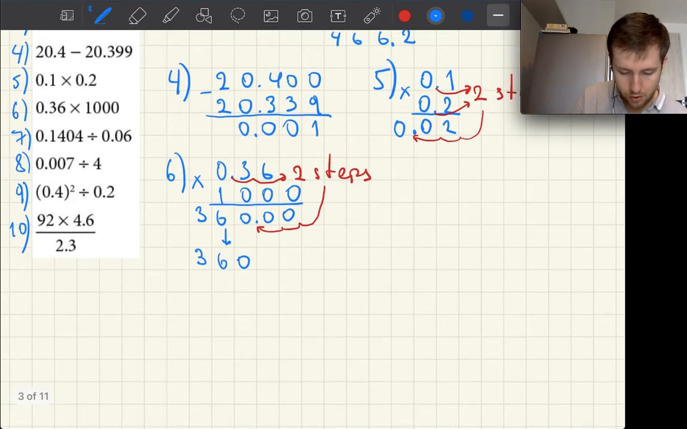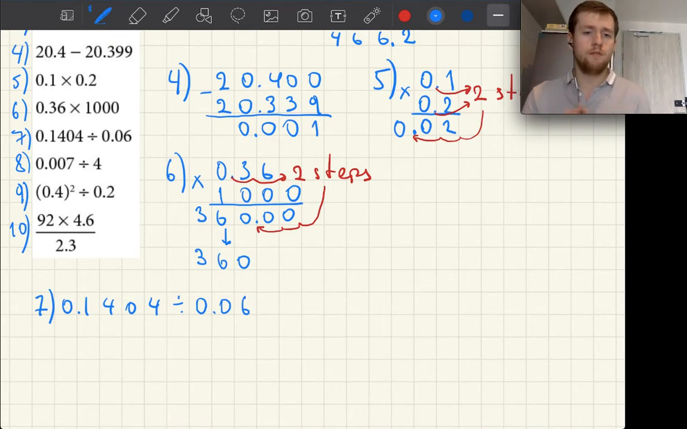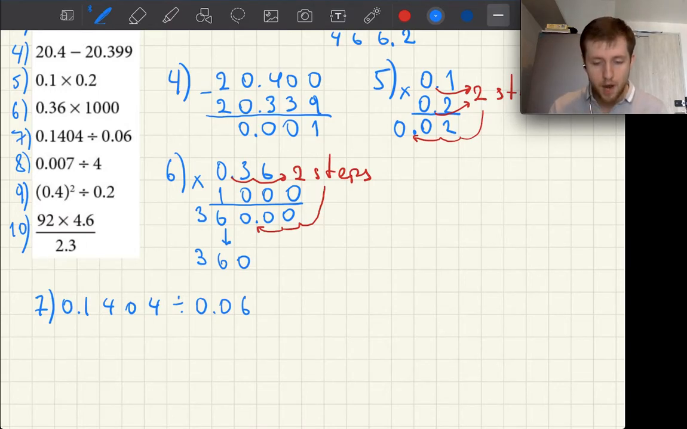Okay, next one is a bit more complicated. This is division. We have 0.1404 divided by 0.06. So here, what we have to do when we divide is we have to multiply both numbers by such a power of 10 that we get rid of the point.